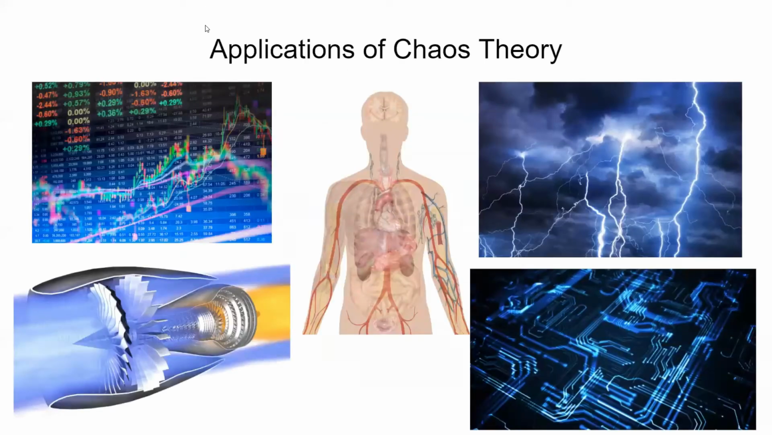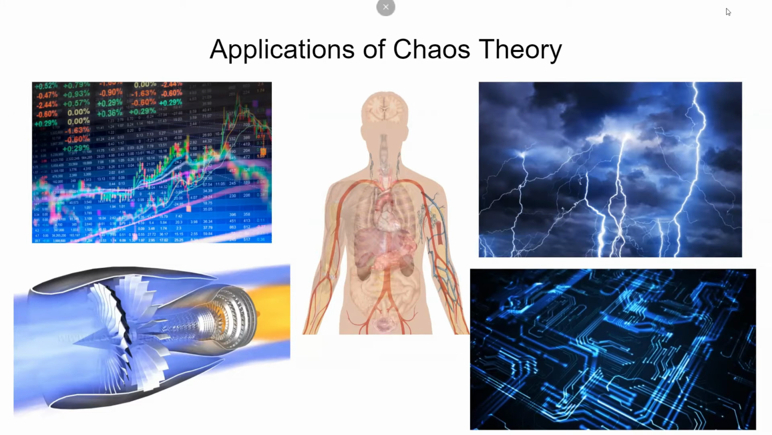Applications of chaos theory include things like the stock market, the human body with all of its complex systems and interactions, and safety testing over long periods of time, like in airplane engines. The weather is a huge example of chaos theory. And there are a lot of nonlinear circuits, even very simple ones where one system is driven by the other, that can create a lot of chaotic behavior.